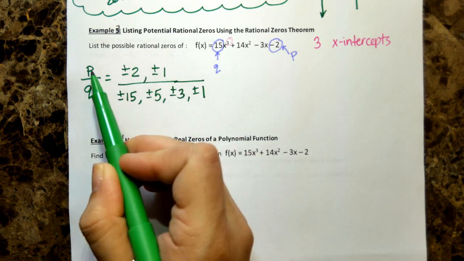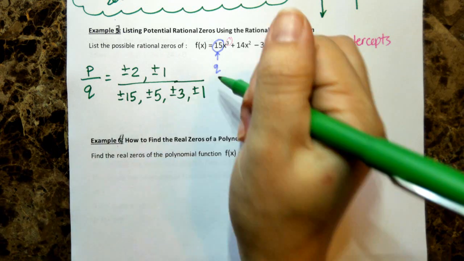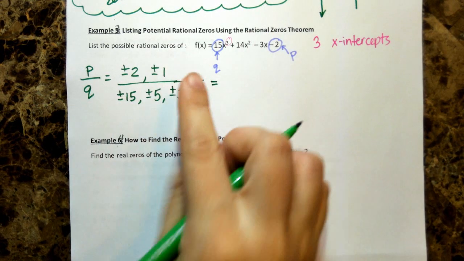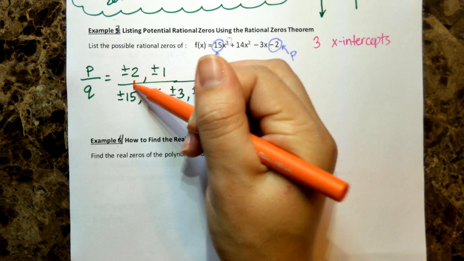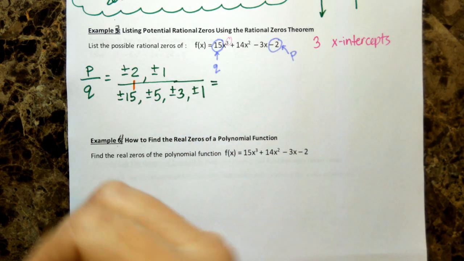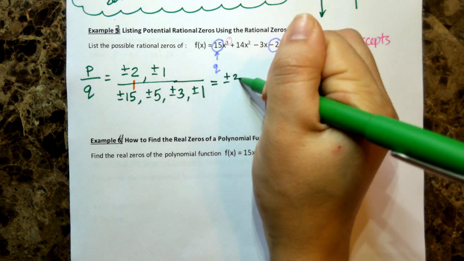Make sure that p is always on the numerator, q is always on the denominator. And then you're just going to write down all of the combinations of each of these numbers. So let's go ahead and start with 2. 2 divided by 15. That's a fraction. It doesn't even simplify, so I'm just going to leave it as positive or negative 2/15.